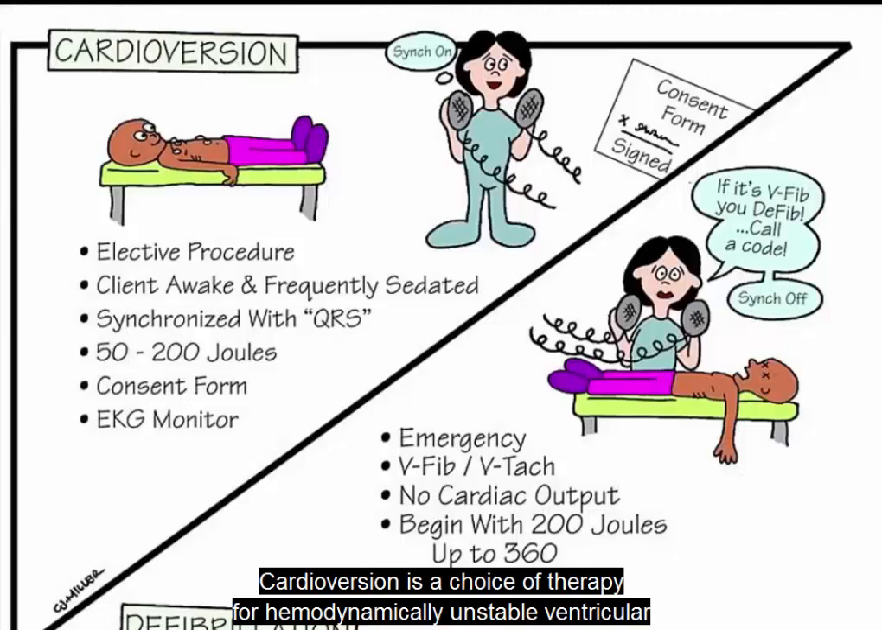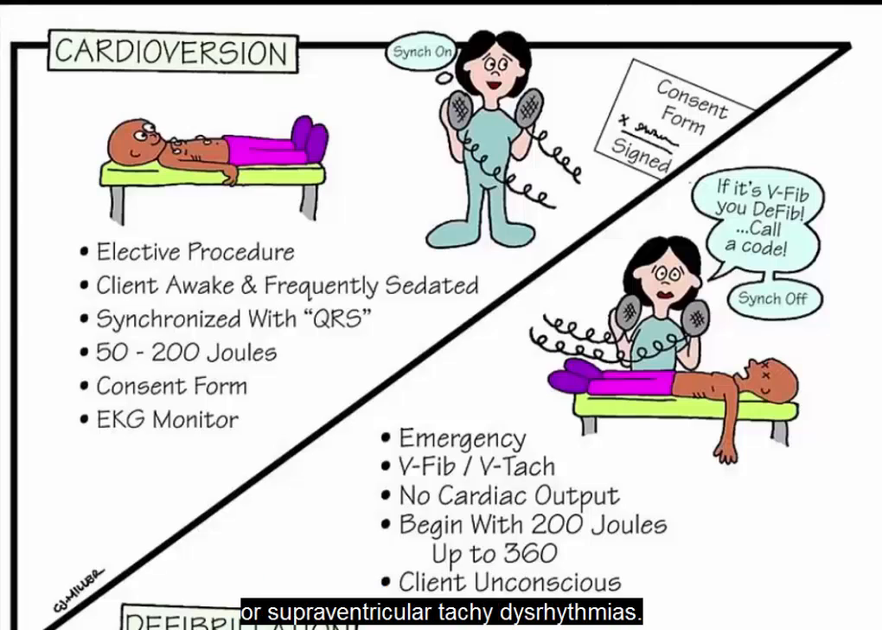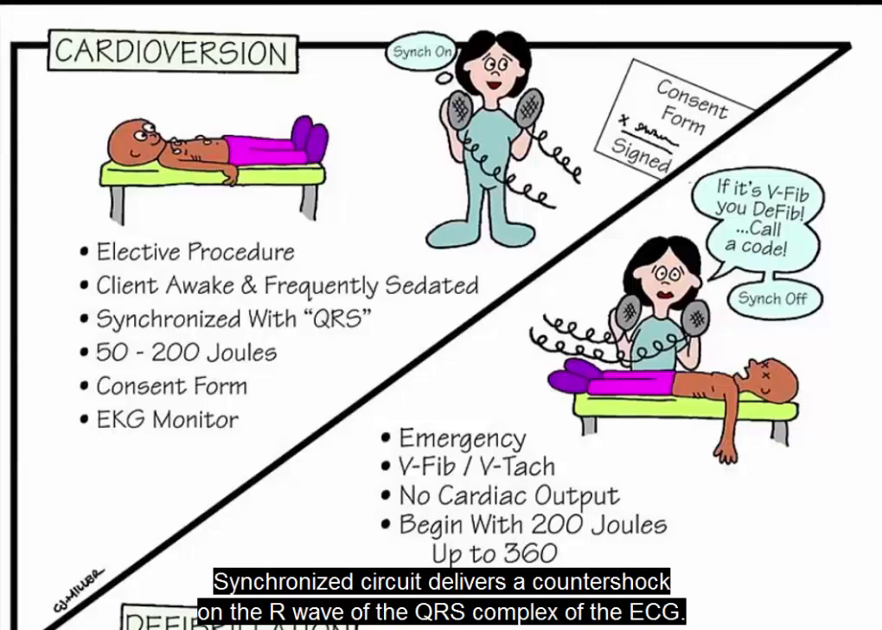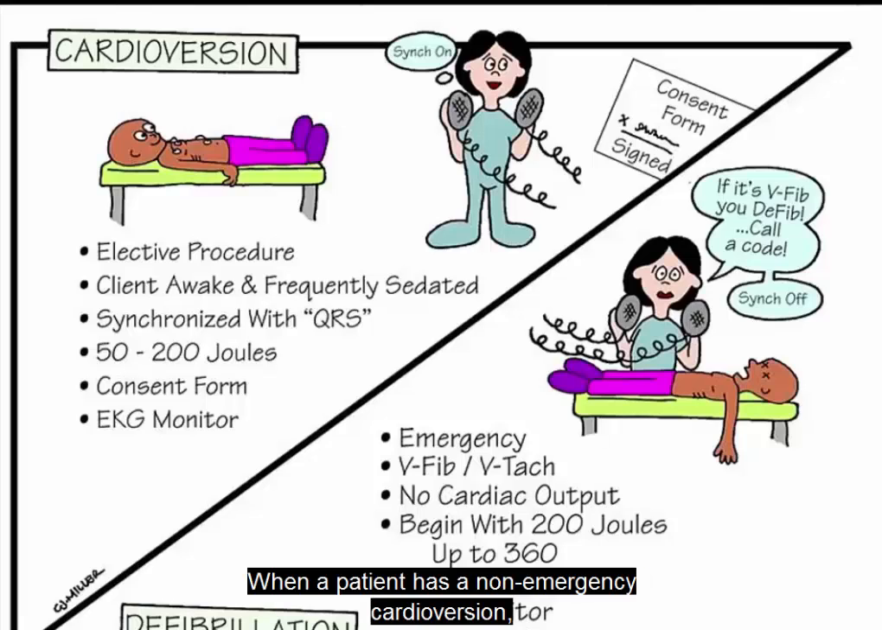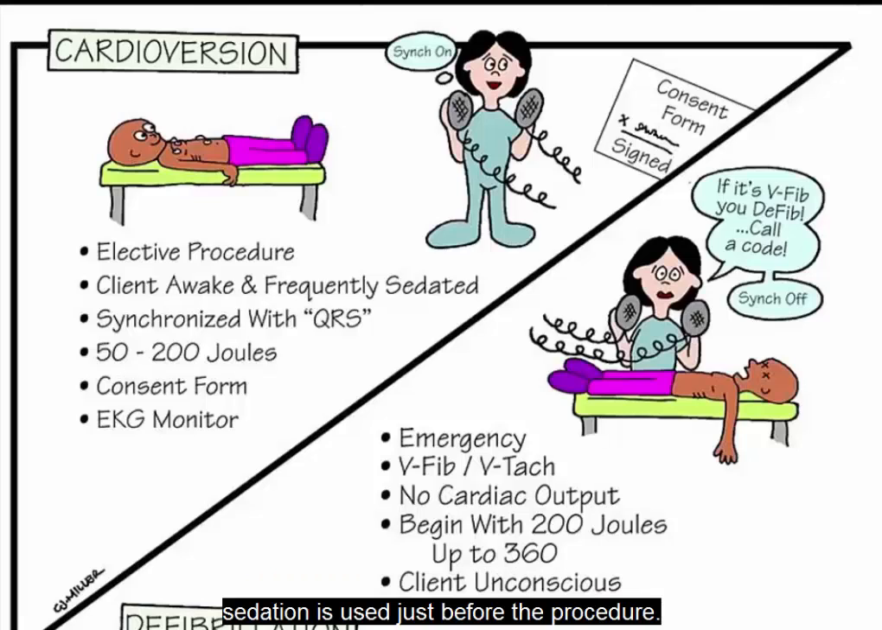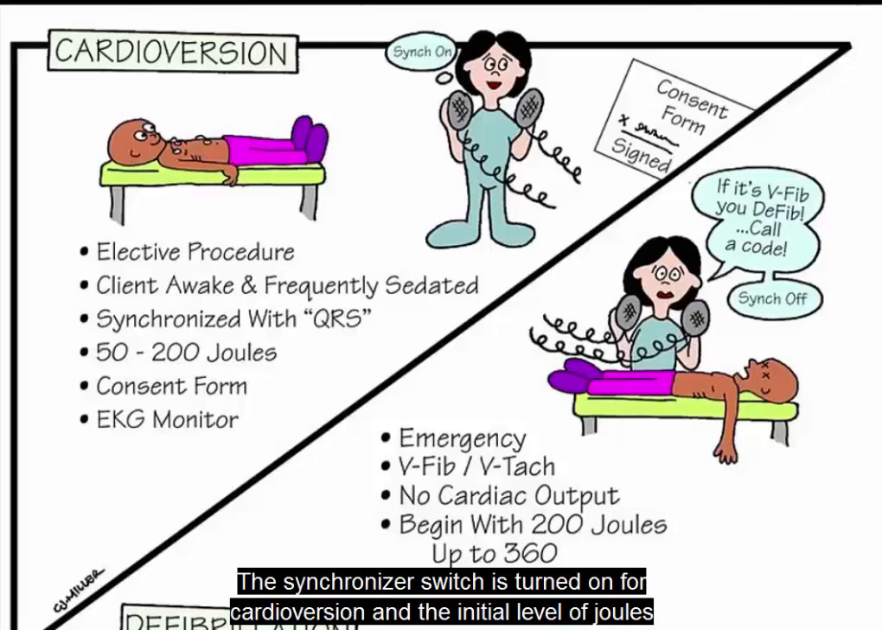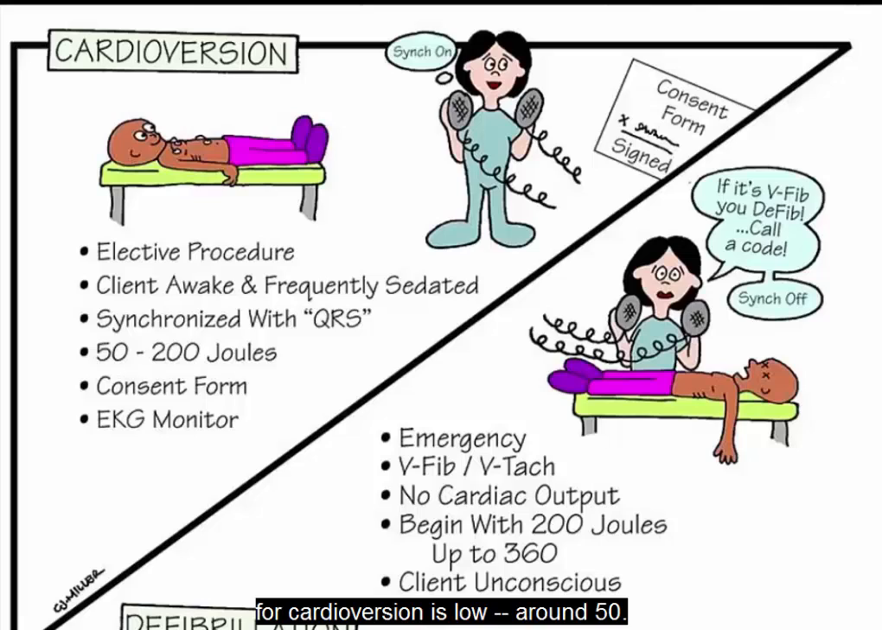Cardioversion is a choice of therapy for hemodynamically unstable ventricular or supraventricular tachydysrhythmias. A synchronized circuit delivers a countershock on the R wave of the QRS complex of the ECG. Cardioversion may be done after several weeks of anticoagulation therapy. When a patient has a non-emergency cardioversion, sedation is used just before the procedure. The synchronizer switch is turned on for cardioversion, and the initial level of joules for cardioversion is low, around 50.